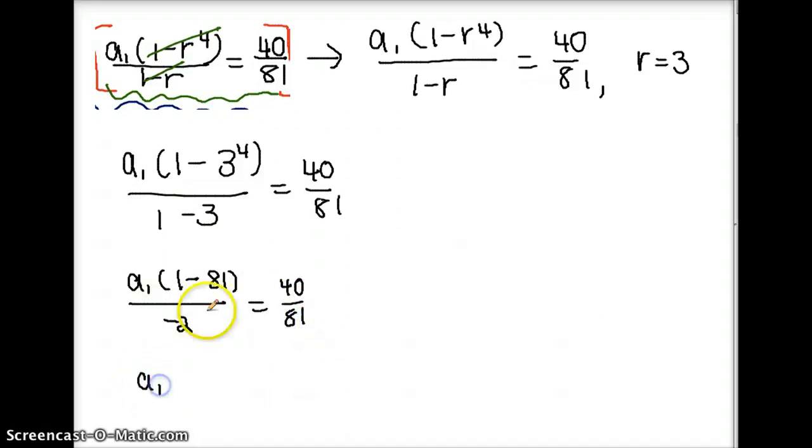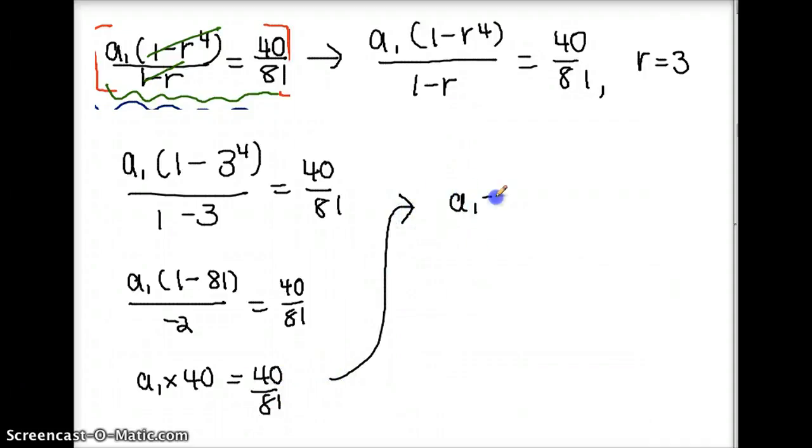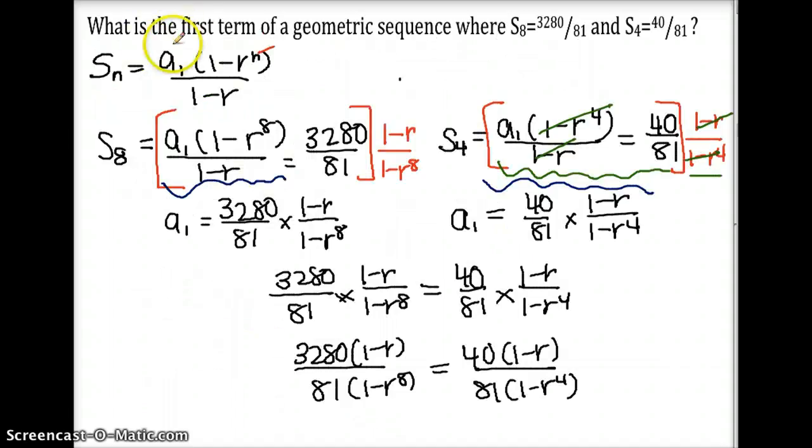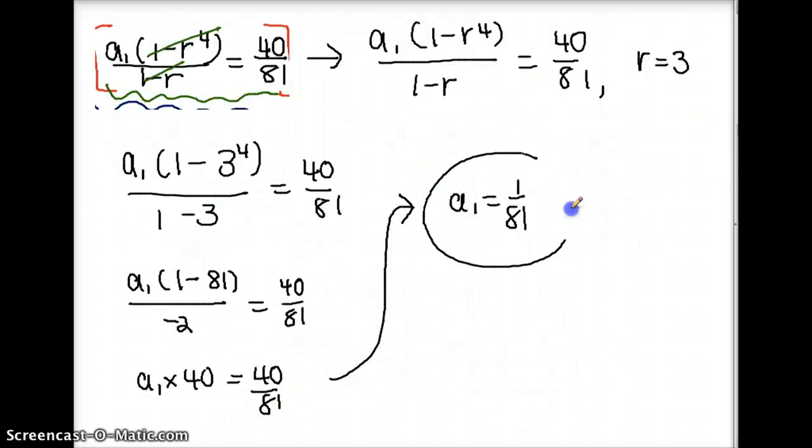And I have a sub 1, 1 minus 81 is negative 80, and negative 80 over negative 2 is just going to be 40, so I have 40 times a sub 1 equals 40 over 81. Then I'm going to divide by 40 on both sides, so I have a sub 1 equals 1 over 81. Going back to the question, it asks what is the first term of the geometric sequence? So the first term is going to be 1 over 81, so this is the answer.